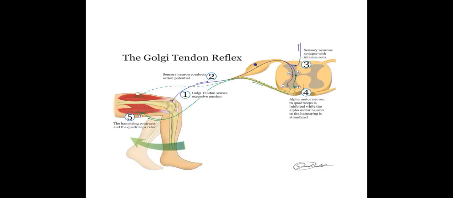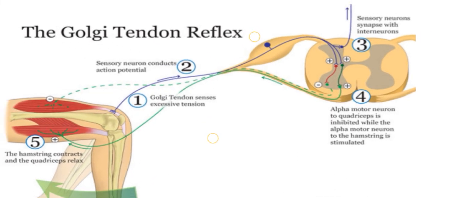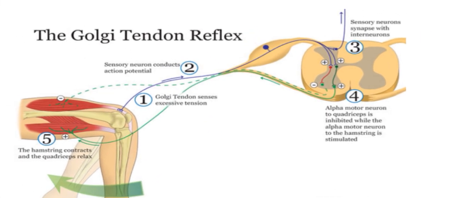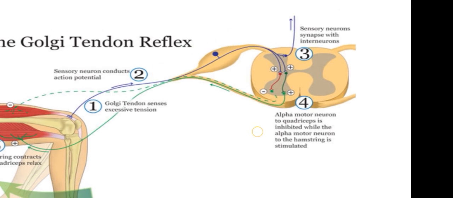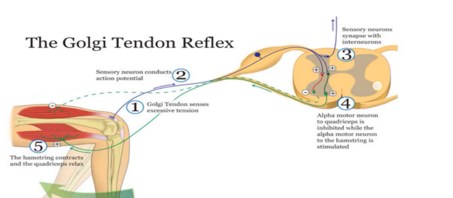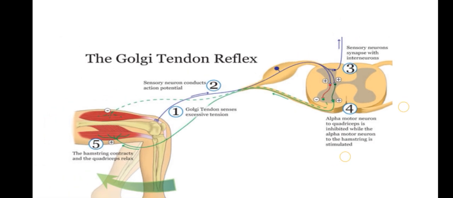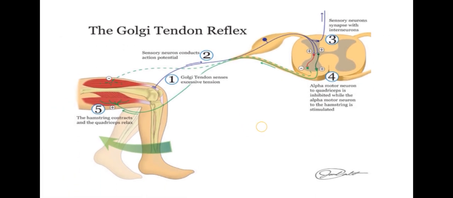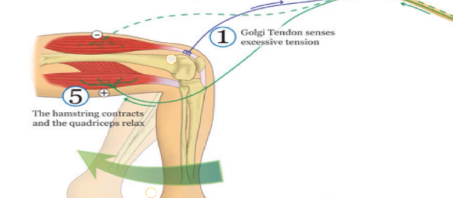The Golgi tendon organ. First, the Golgi tendon organ senses excessive tension. Then the sensory neuron produces an action potential. Sensory neurons synapse with the interneurons. Alpha motor neurons to the quadriceps are inhibited while the alpha motor neurons to the hamstring are stimulated. Then last, the hamstring contracts and the quadriceps relax.